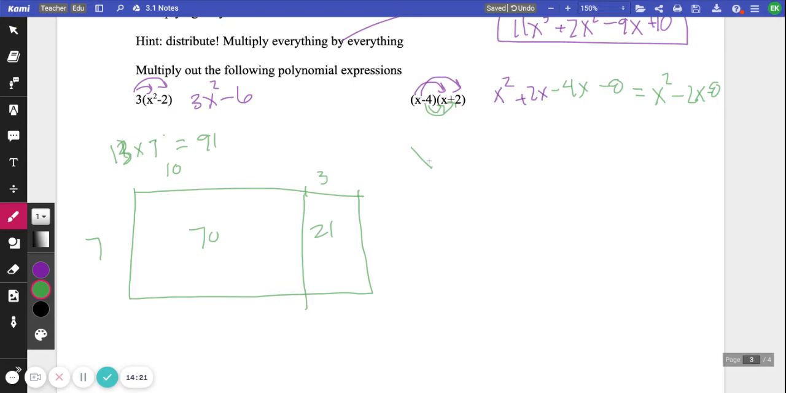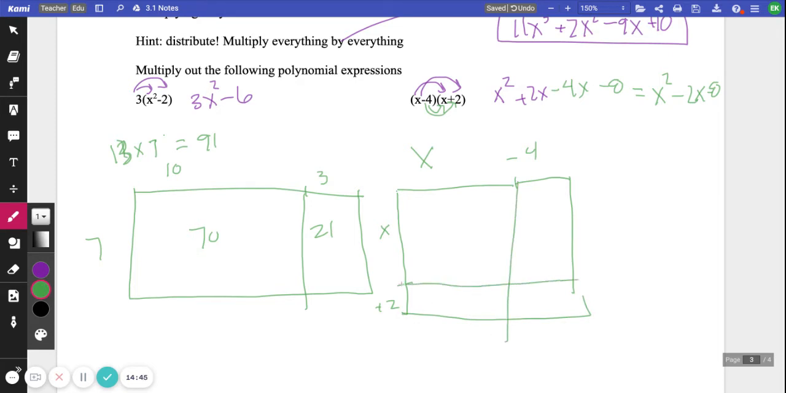Okay, so now how does that work with binomials? So we can do a similar model. I can say I have x, then minus 4, and we don't know how big x is, so I'm just going to draw a random space. And then our negative 4 will be in this box. And I'm going to do the same thing over here. So I have x, and then a positive 2. So now this time we have 4 boxes. So this box right here, I do the length times the width. X times x is x squared.